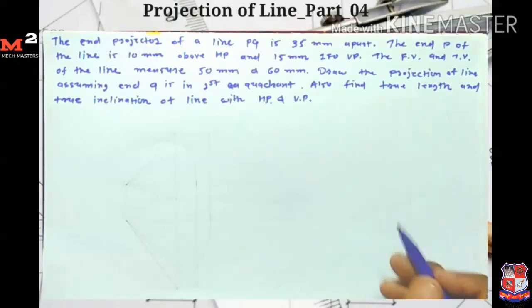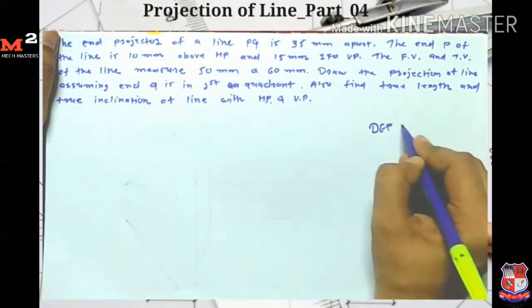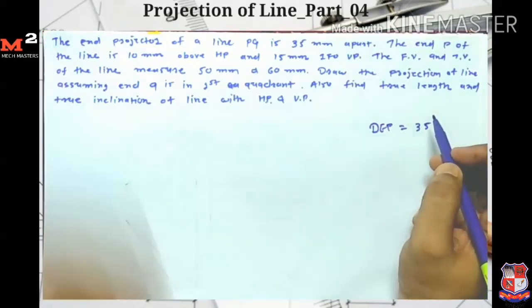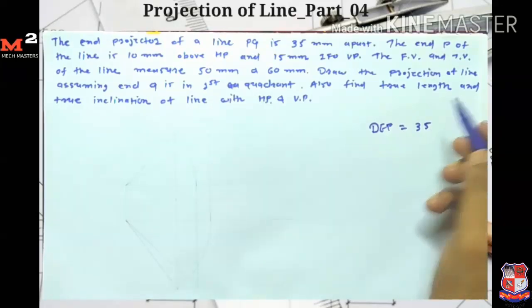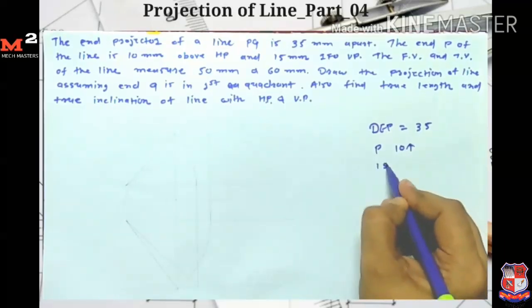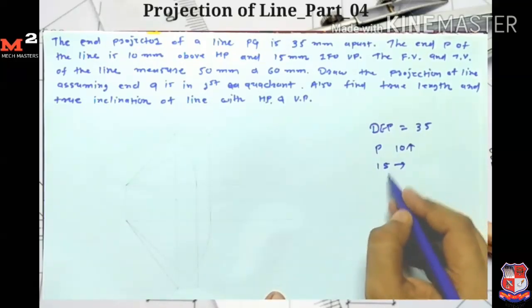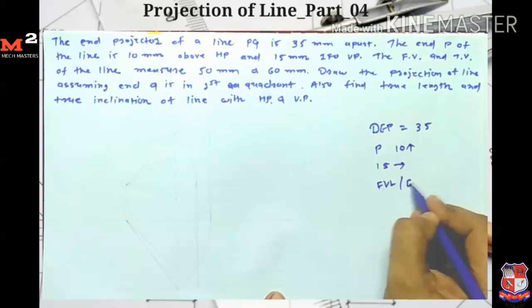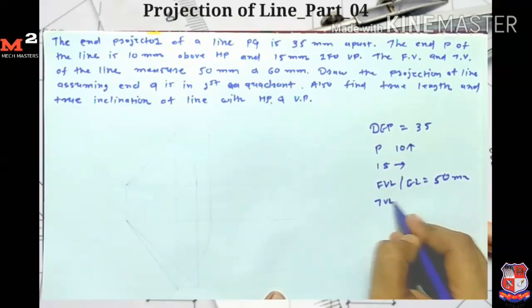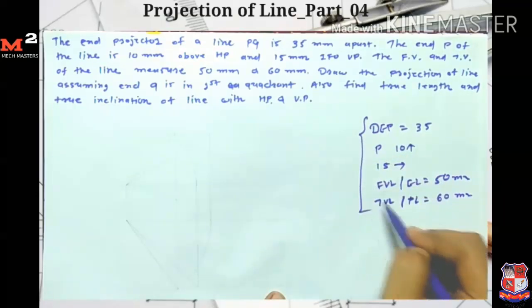Okay, in this problem, the distance between the end projectors of line PQ is 35 mm. The end P of the line is 10 mm above HP and 15 mm in front of VP. The front view and top view of the line measure 50 mm and 60 mm. So the front view length, or elevation length, is equal to 50 mm and the top view length, or plan length, is equal to 60 mm. Okay, so we have these 5 data.